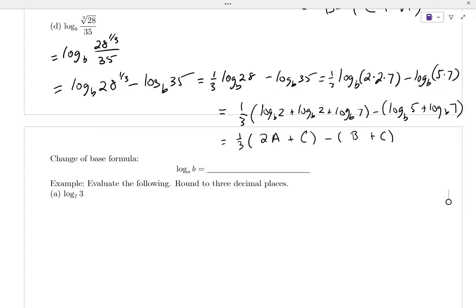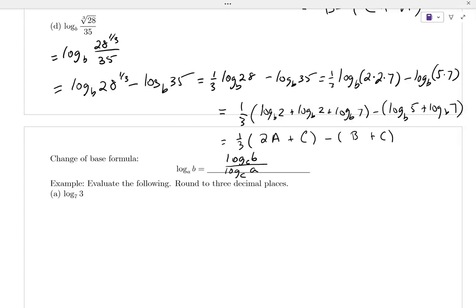It turns out that I can change a log base whatever to any other base that I want by doing a quotient. So this is going to be log base, say C, for whatever C that I want, of B, divided by log base C of A. This is what's known as the change of base formula.